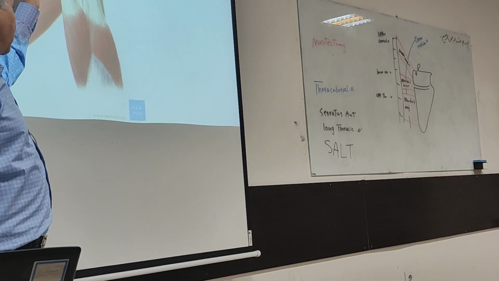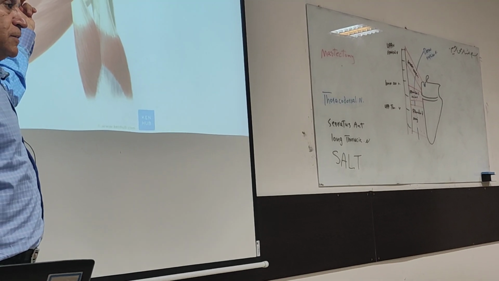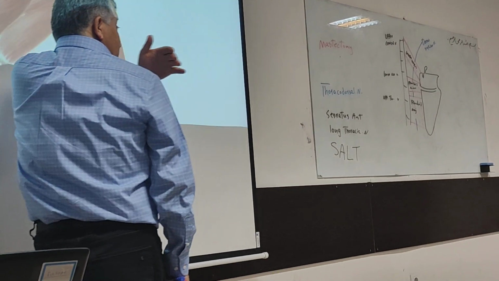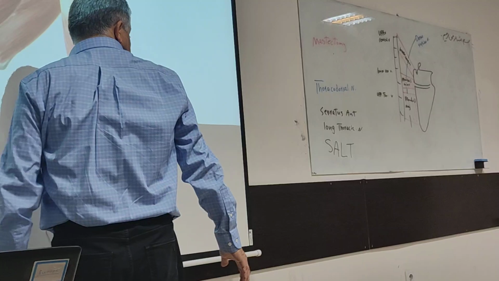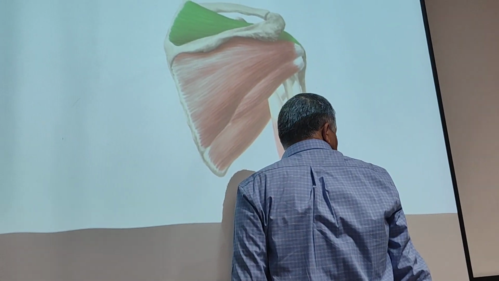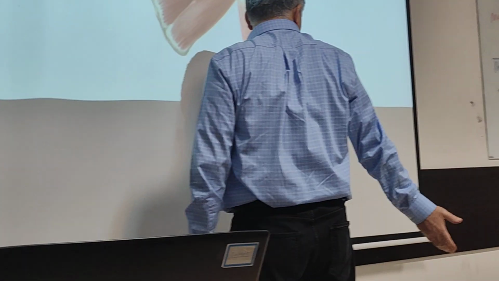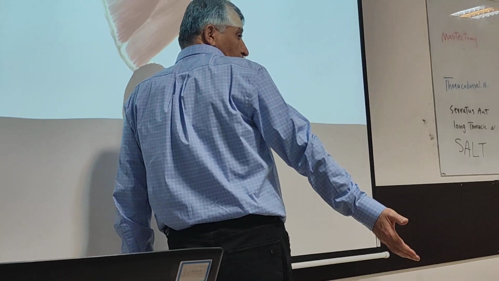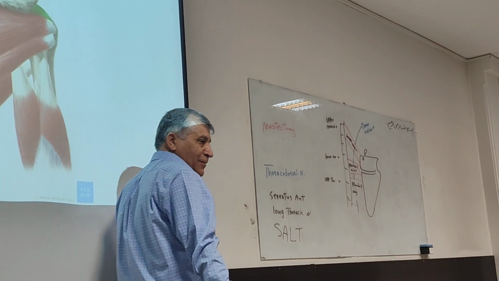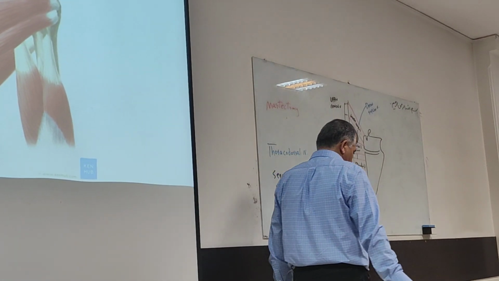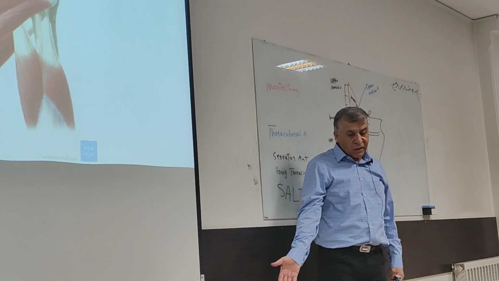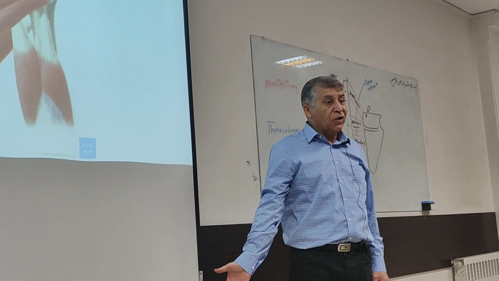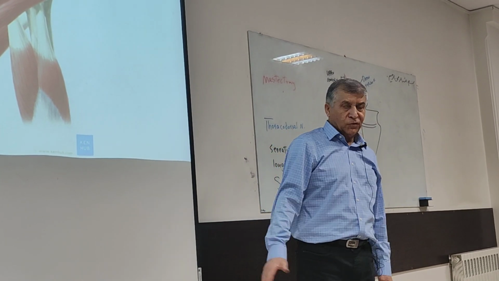What is the function of the infraspinatus? It is behind the shoulder, so it is involved in this function. What is this? Lateral rotation. Lateral rotation of the shoulder joint, lateral rotation of the arm, lateral rotation of the glenohumeral joint.